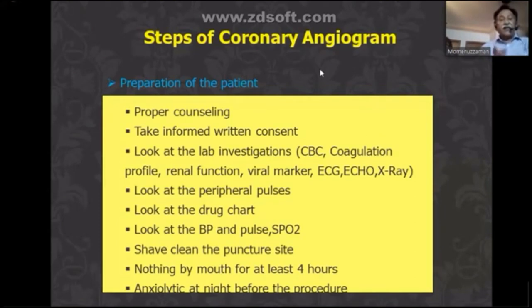Next thing is that you should take informed consent of the patient. After counseling, you should explain everything, and the patient will be convinced and will give consent: yes, I am ready to do this procedure. Next, you should check some blood tests, coagulation profile, renal function before starting the procedure. You also examine the patient to look for the peripheral pulses, also see the drugs he is getting, and also check the vitals like pulse, blood pressure, and SpO2. You don't need to check yourself. You will ask your sister to do this job.